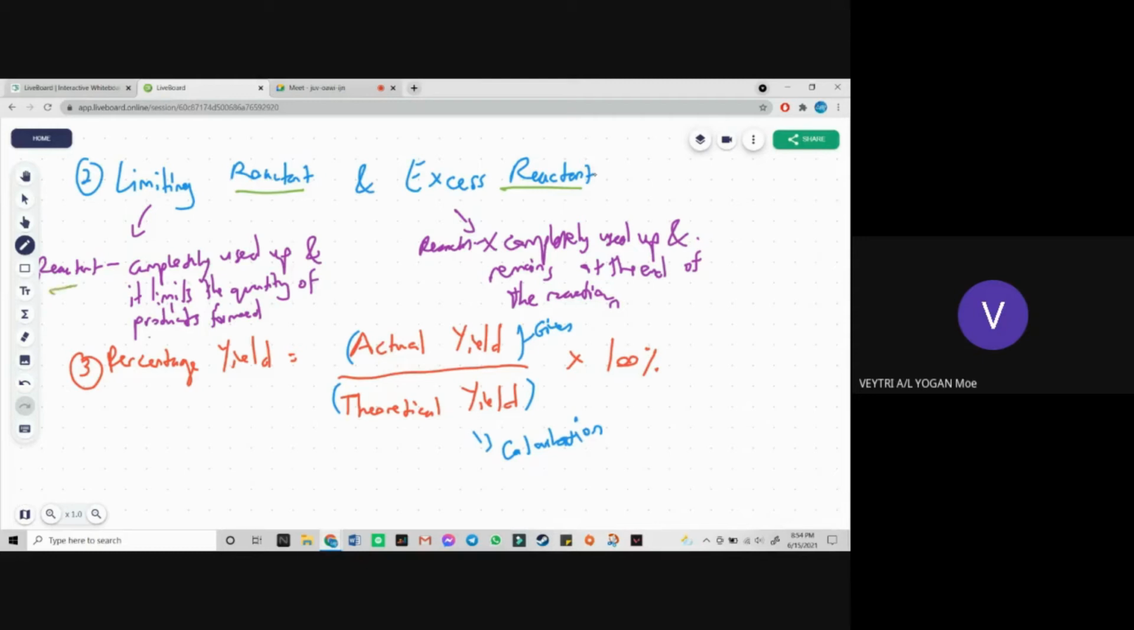Limiting reactant is the reactant which is completely used up in a particular reaction and it limits the quantity of products formed. I repeat, limiting reactant is a reactant which is completely used up in a particular reaction and it limits the quantity of products formed. What do they mean by that?